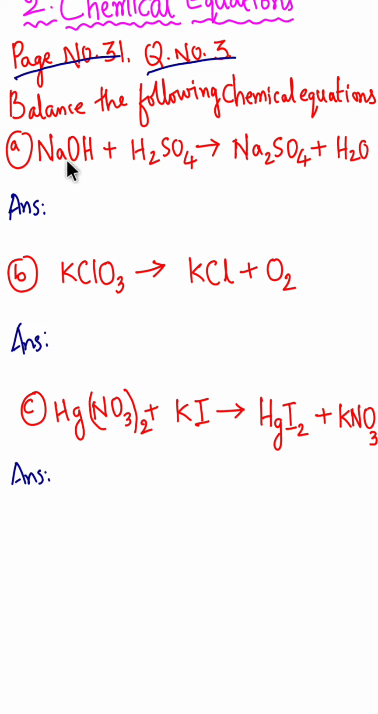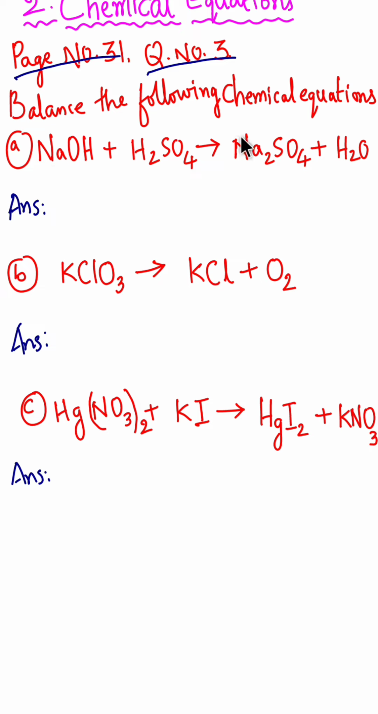Now here, as I said, we have to take the arrow mark as an equal symbol, and these are the reactants and these are the products. Left hand side are the reactants, right hand side are the products. Now let us check whether each element or atom is equal in number on the left hand side as well as the right hand side by counting. Okay, now see how many Na's.